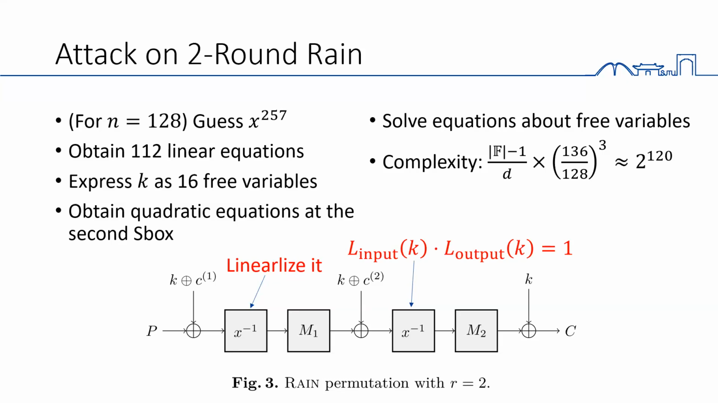For the 128 version, we first get the value of x to the 257. The experimental result shows that we can obtain a lot of linear equations. So we can express the secret key as some free variables. Finally, we can obtain some quadratic equations at the second round.